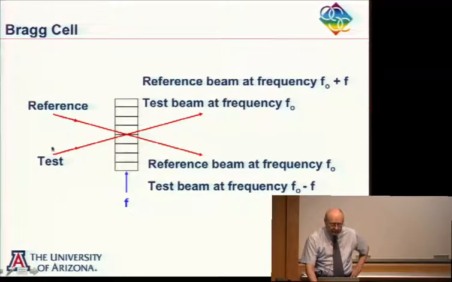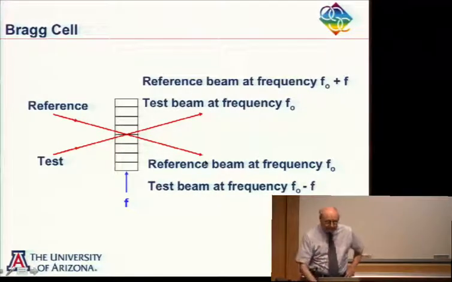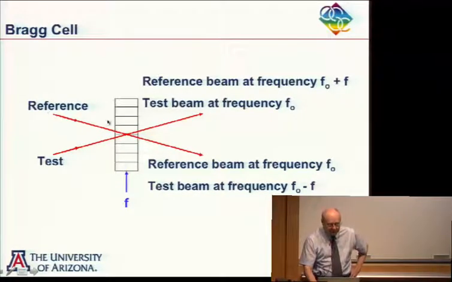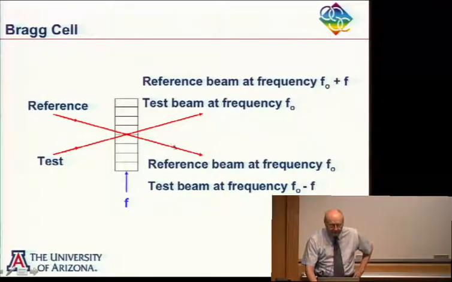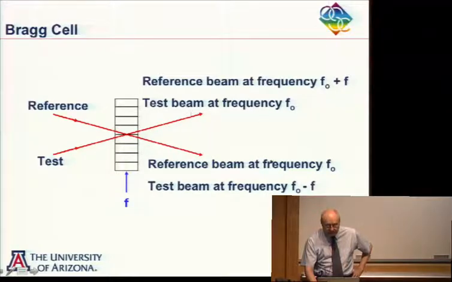And if I look down here, now I have the test beam being diffracted down here into a minus order, and my reference beam is coming down here at the same angle. And so the test beam is at frequency f0 minus f, and the reference beam is at frequency f0. And so again, I could be looking at these two beams, the interference here, or I could be looking up here, either one.